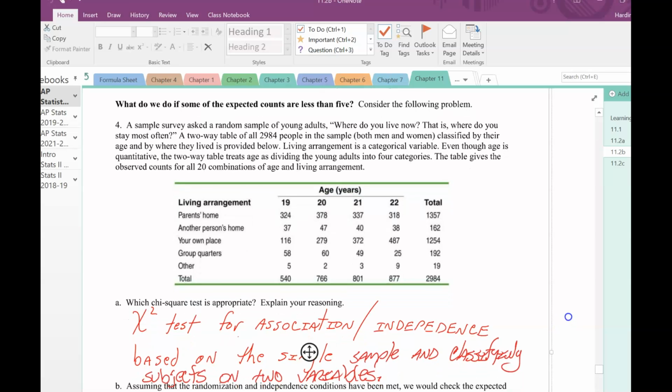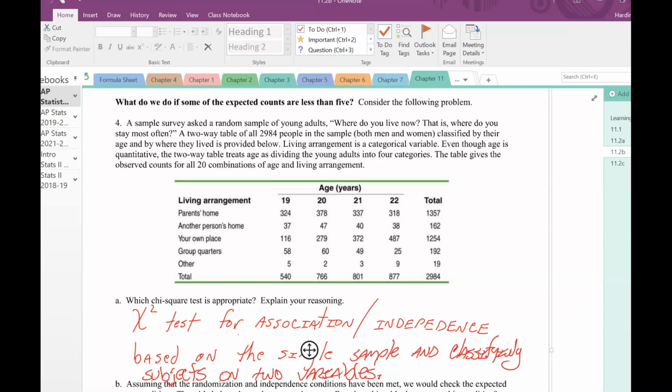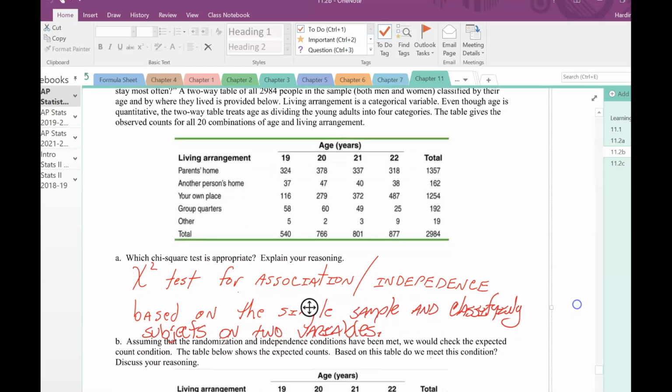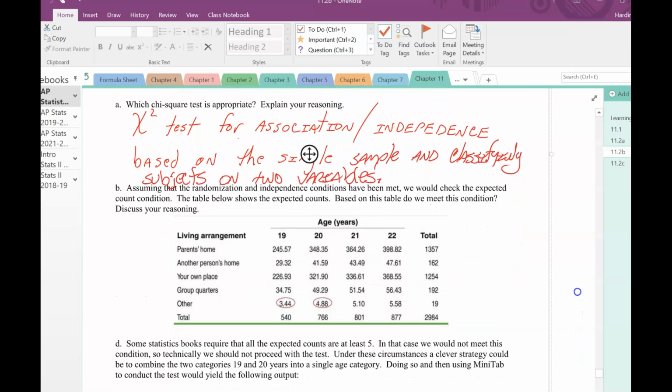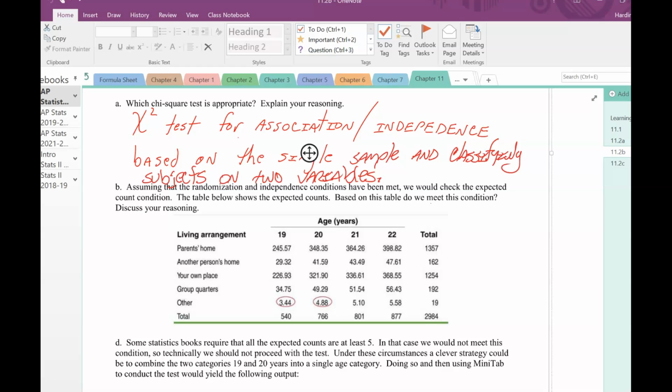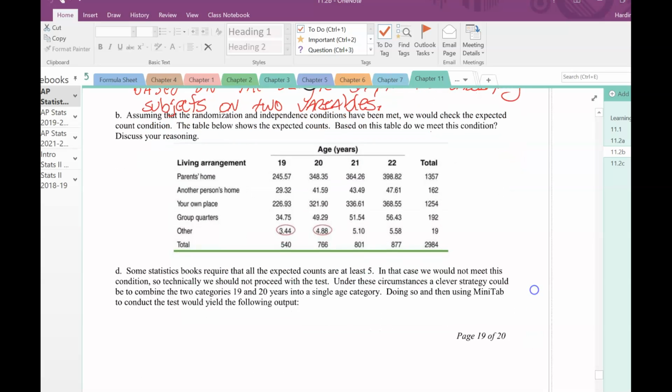So if we went through and tried to decide if living arrangements and age had some sort of association, we would need to figure out our expected counts. So in the next table in part B, it has all those expected counts figured out for you. And you'll notice that for 19 and 20, other living arrangements, both of those cells have an expected count less than 5. So technically, we are not to proceed with this, or the results will not be valid. But there is one little trick you can do.